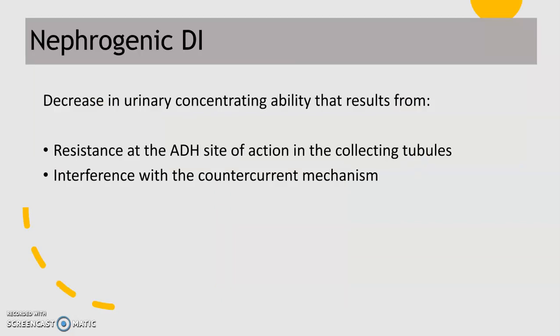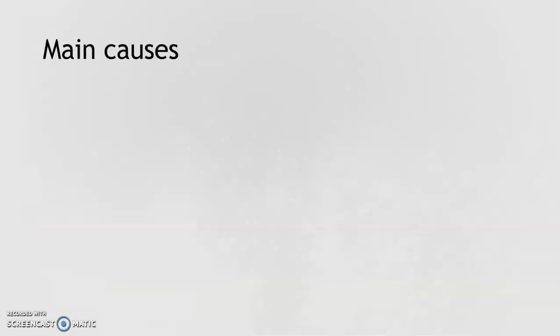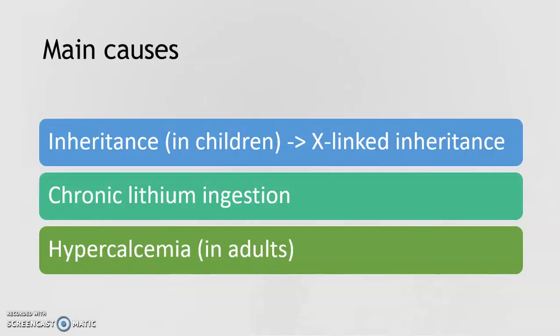There's also the nephrogenic DI, and this decrease in urinary concentrating ability results from either resistance at the ADH site of action in the collecting tubules or interference with the countercurrent system. The main causes for nephrogenic DI are inheritance, mainly in children, and mainly an X-linked inheritance, chronic lithium ingestion, and hypercalcemia, mainly in adults.